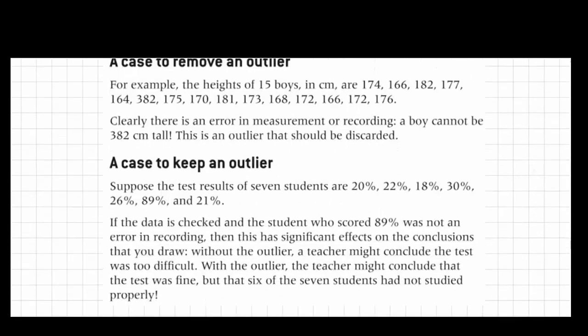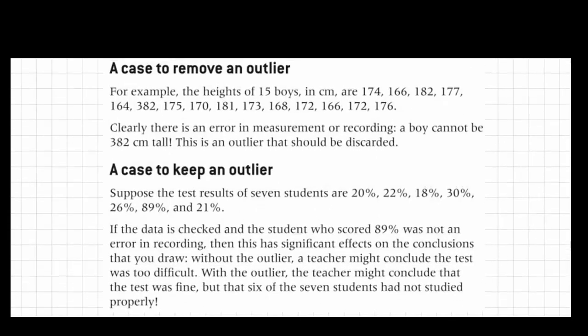So there's just some information here that you can read, a couple of examples to show when you may remove an outlier and when you might not remove an outlier, so make sure you give that a read.